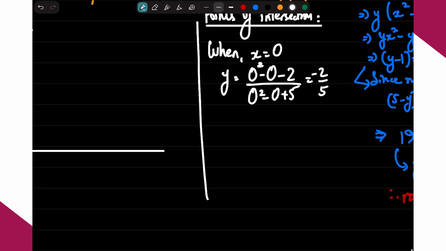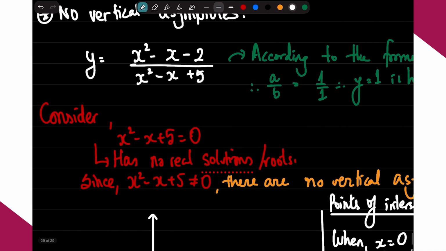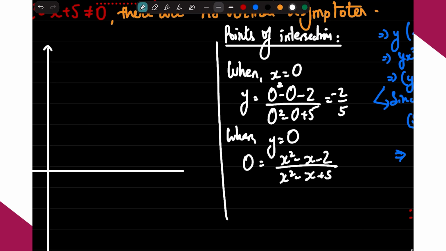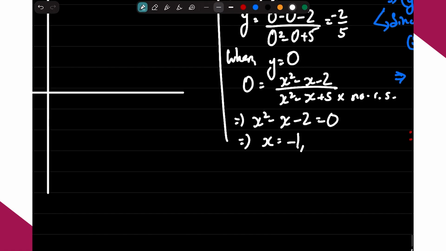So this is where the graph is intersecting the y-axis, and we could technically say that's one of the points of intersection. Okay, and when y equals 0, we have 0 equals x squared minus x minus 2 over x squared minus x plus 5. So we could solve the numerator, because again the denominator has no real solution. And from here, using my calculator, we figure out that x is equal to 1 and x is equal to 2.